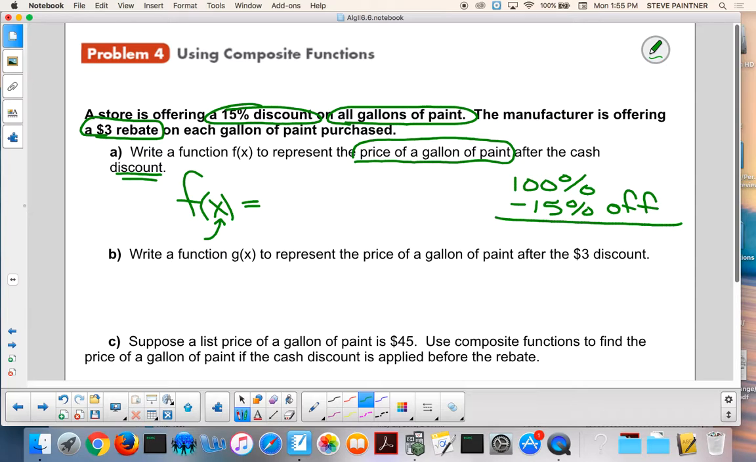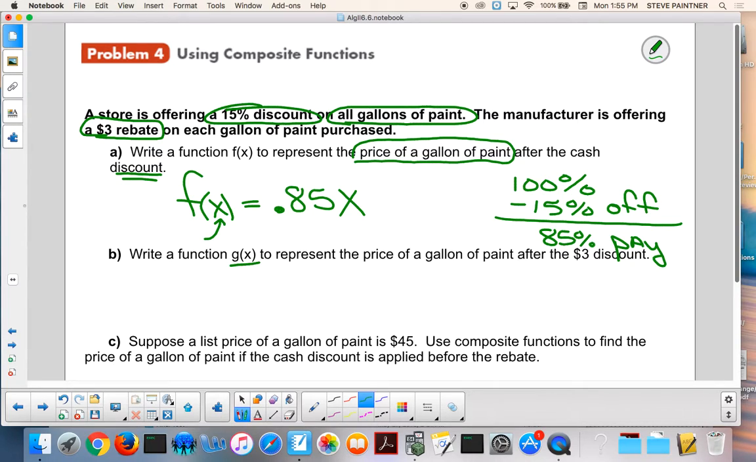15% off, which means I pay what percent? Good time being paint business. I pay 85% or whatever that is. So to me, if that's the cost of the paint, X, I will pay how much? 85% of the cost of paint. Now I don't know what that number is. It could be 20 bucks, it could be 50 bucks, who knows? All right, that's the first function.